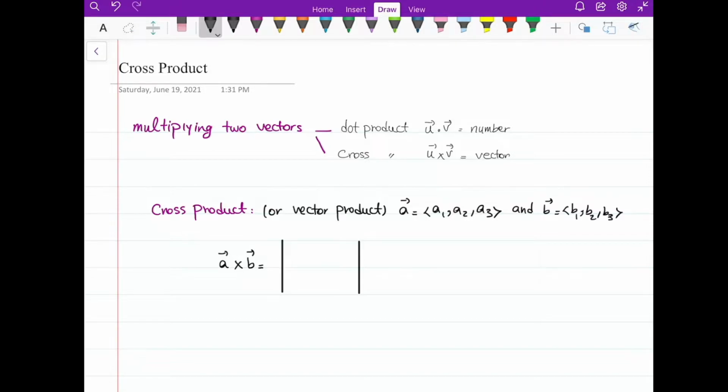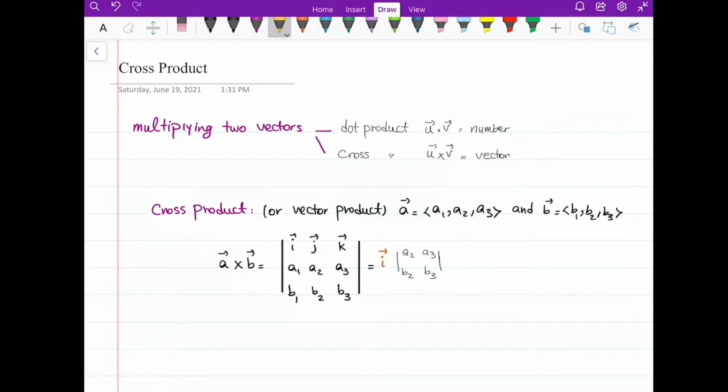On the first row of the matrix, we are going to put the vectors I, J, and K. On the second row, I'm going to put the vector A: A1, A2, and A3, and then B1, B2, and B3 on the third row. The answer for this would be I multiplied by the matrix left when I remove the row and column containing I, which is A2, A3, B2, B3.